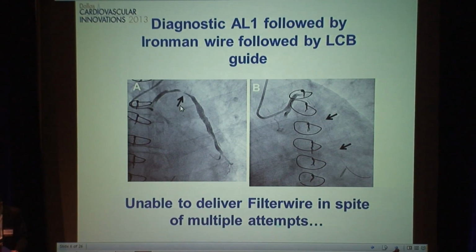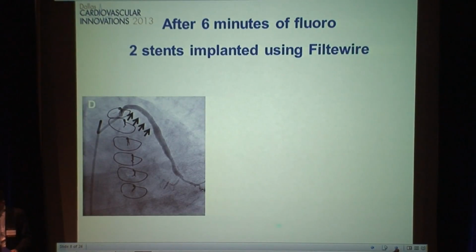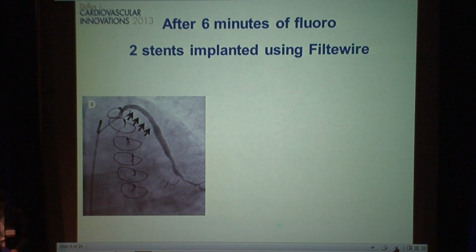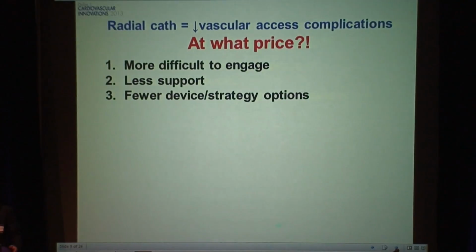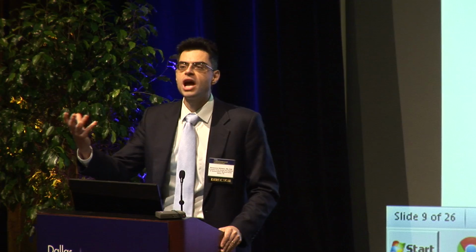We're radial. Let's go. And after 55 minutes of fluoro, which again, we were young and enthusiastic, we finally switched to femoral. And it was a good thing we did that because after doing that, we were done in 5 minutes. So, yes, radial is great, but sometimes there are practical limitations, not to mention how much radiation the patient got and we got. Anyway, so there's a price to be paid.